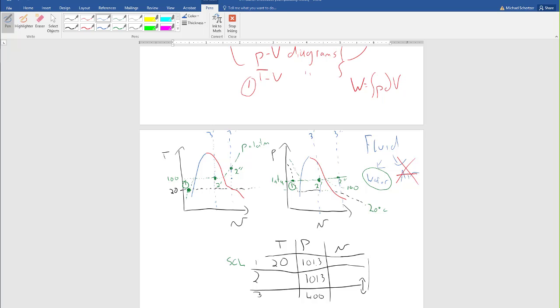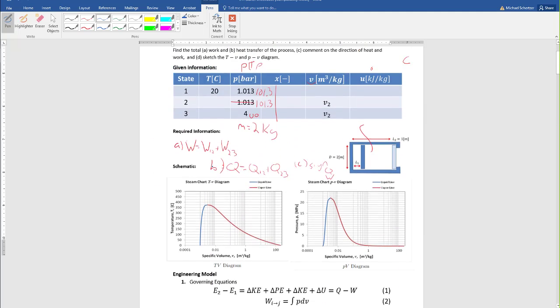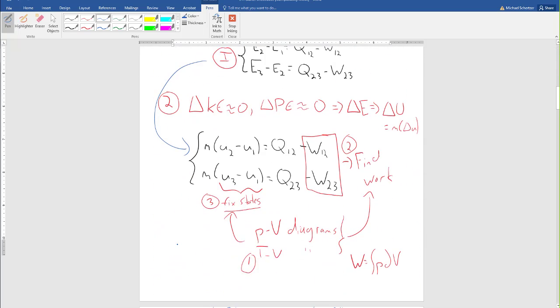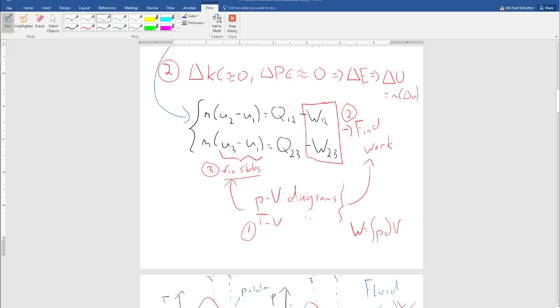So what I think I need to do is try to find state 2. How can I do that? The good news is I can go up here and totally fix state 1. So even though my original idea was to fix the state's third, I'm going to change my plan.